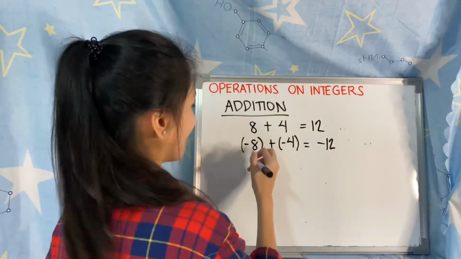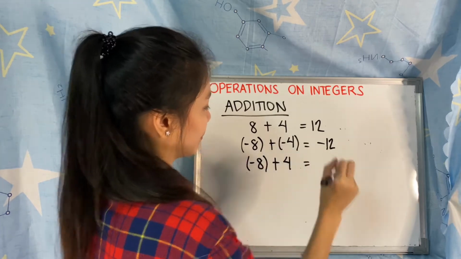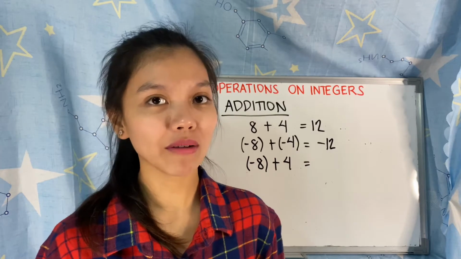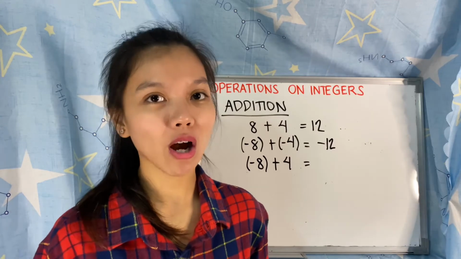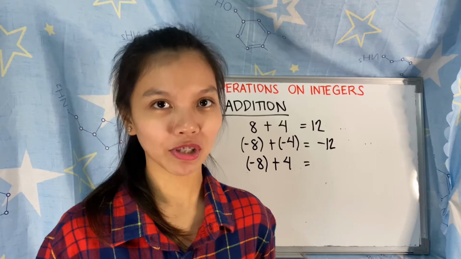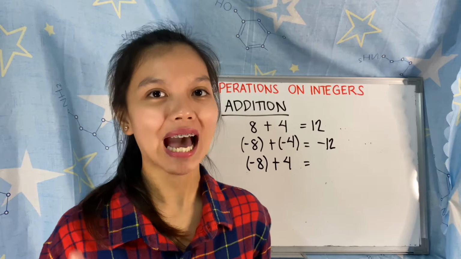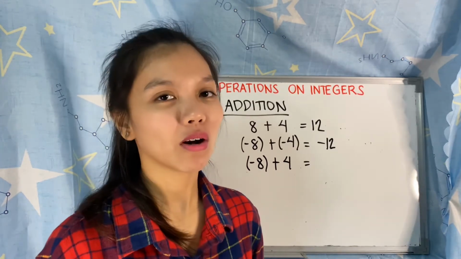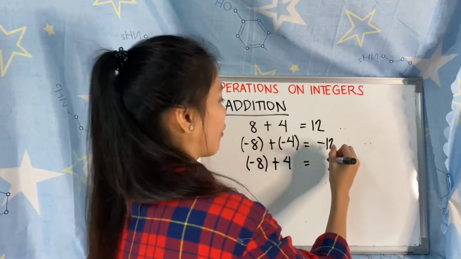What if we have negative 8 plus positive 4? So, magkaiba na yung kanyang sign. We have negative 8 and we have positive 4. So, ano nang gagawin natin? You are just going to subtract the numbers. After subtracting, you are going to copy the sign of the number with the higher value among the two given. So, automatically, that is 8 minus 4. The answer is 4. Very good.